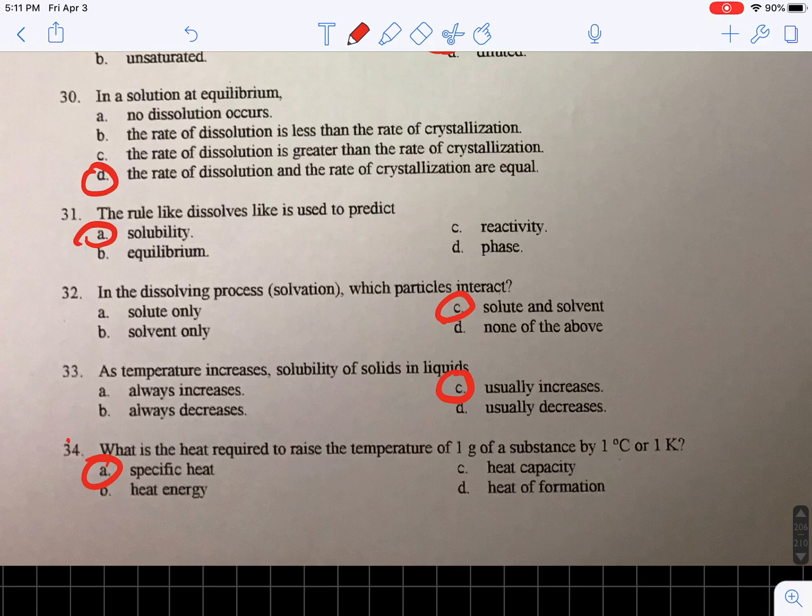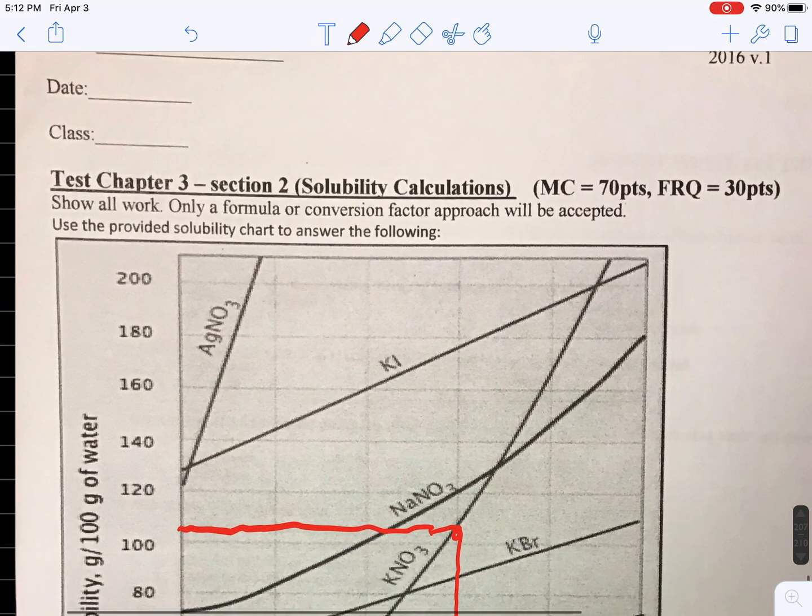Number 31, the rule "like dissolves like" is when we describe solution solubility. 32, the dissolving process in which particles interact with each other, that would be the solute and the solvent. And number 33, temperature always favors the endothermic process, and usually dissolving a solid in a liquid is endothermic. And that's why you have to go with "usually increases." It doesn't always increase. And then number 34, I think I actually omitted from the test. It was the definition of specific heat. Okay, the FRQs.